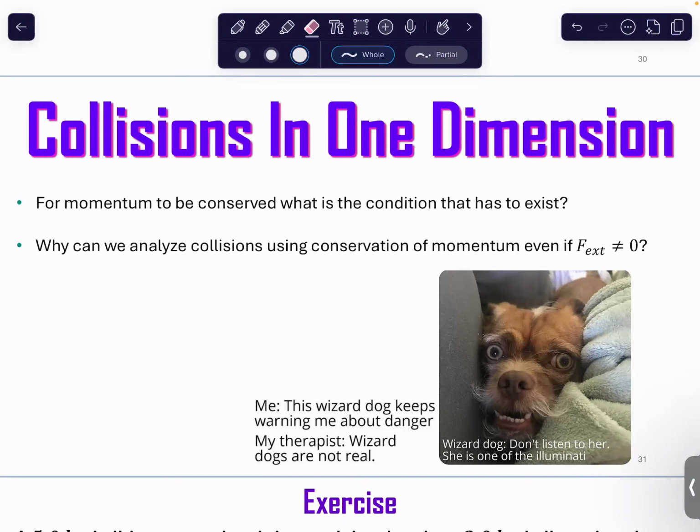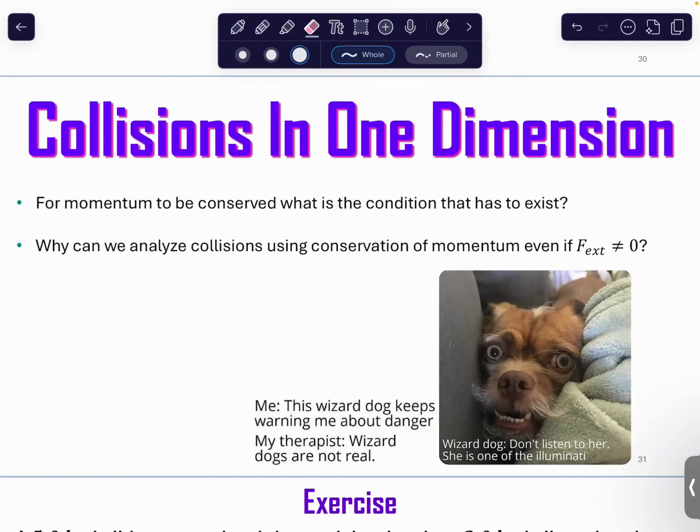Alrighty. So let's get to the end of chapter 7 here. We're going to start by looking at collisions in one dimension. So we can use conservation of momentum to examine collisions.